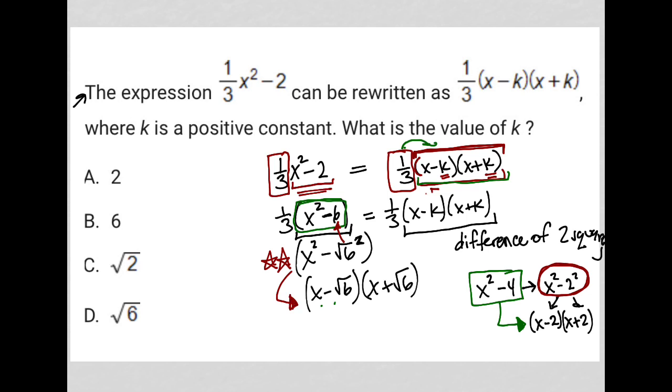So that being said, our minus root 6 and our plus root 6 are in the same positions as our minus k and our positive k. This question just wants us to figure out the value of k, and k therefore must be choice D, which is square root 6. A completely other way to solve this, let's just completely start from scratch here.